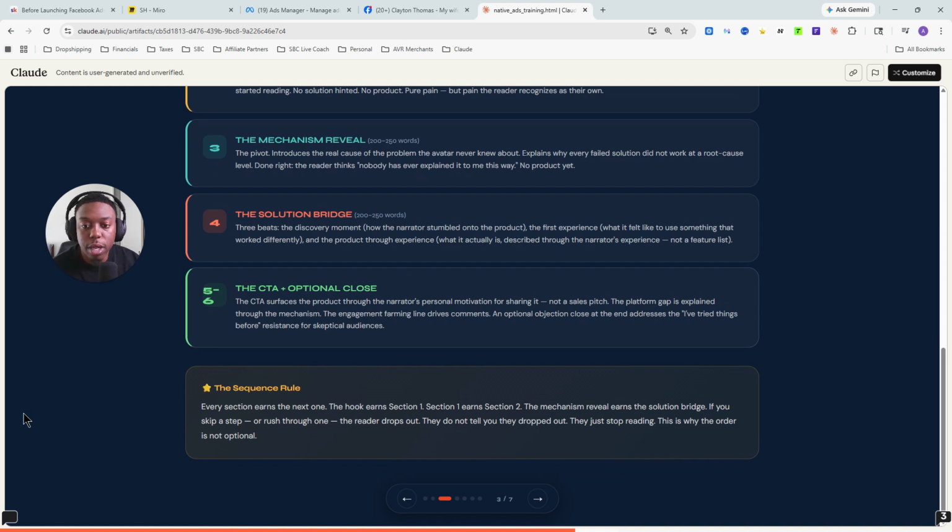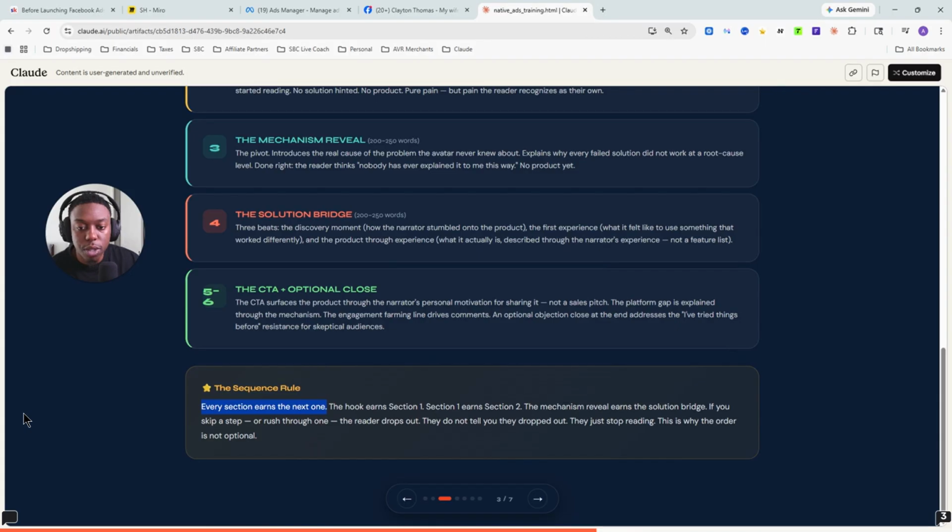The CTA surfaces the product through the narrator's personal motivation for sharing it, not a sales pitch, right? So: I'm only sharing this because I was struggling with this for so long, and I hope somebody else can overcome the same problem I was going through. So it feels very genuine and authentic. The platform gap is explained through the mechanism. The engagement farming line drives comments, and an optional objection close at the end addresses the "I've tried things before" resistance for skeptical audiences. So every section earns the next one.